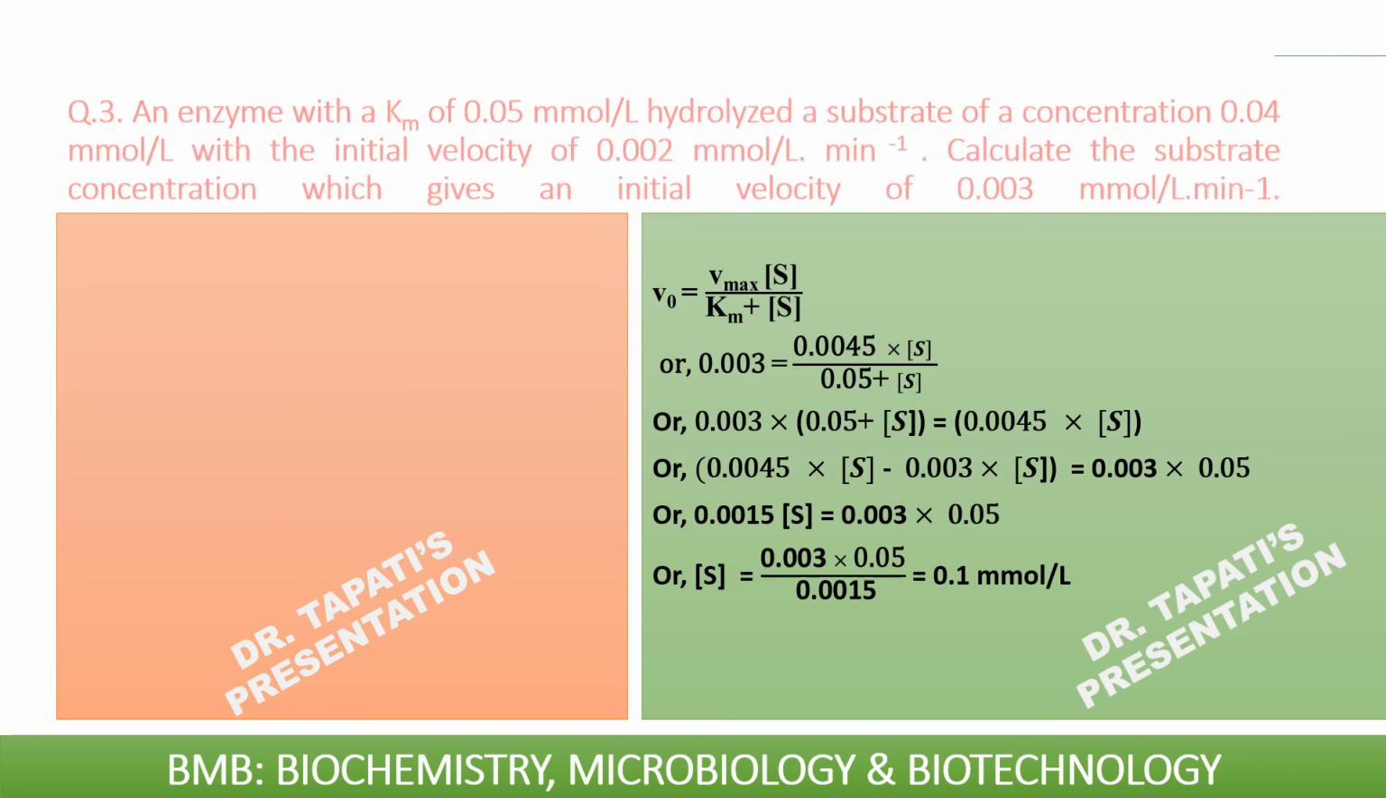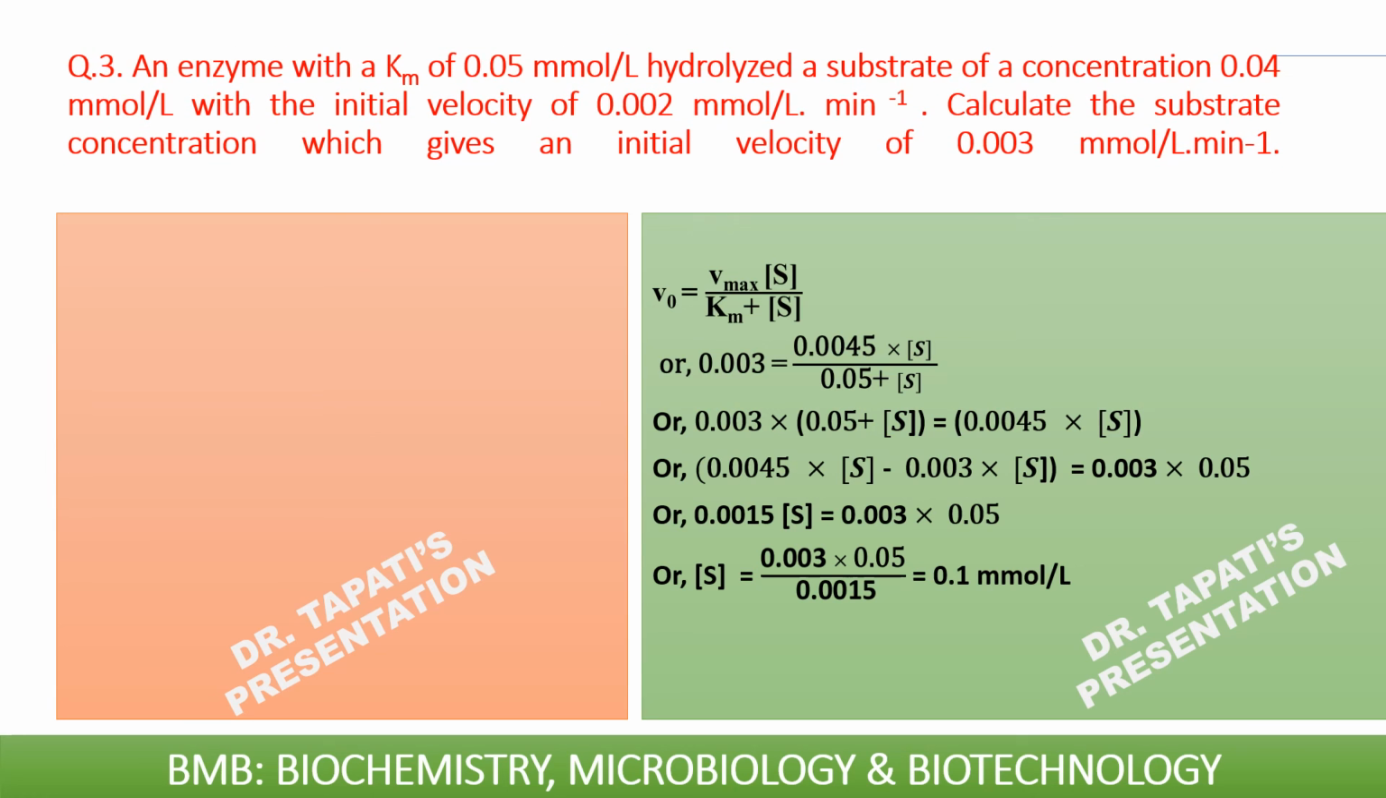Let's solve question number 3: an enzyme with a Km of 0.05 millimole per liter hydrolyzed a substrate of concentration 0.04 millimole per liter with an initial velocity of 0.002 millimole per liter per minute. Calculate the substrate concentration which gives an initial velocity of 0.003 millimole per liter per minute.